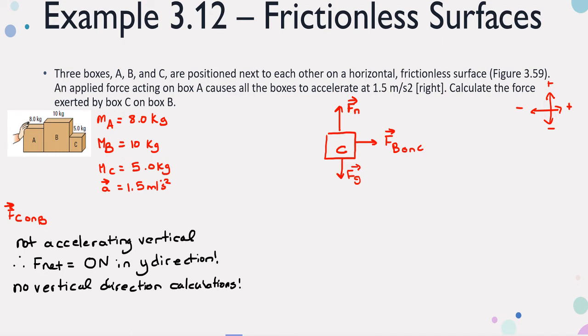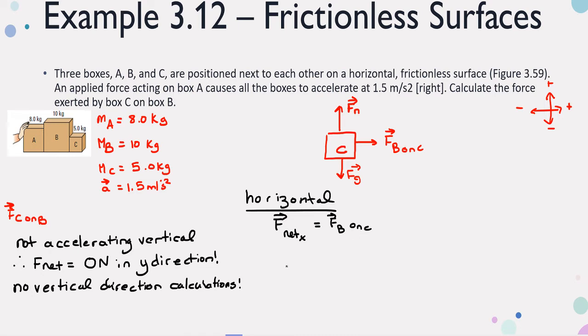But for our F net in the x direction, the horizontal direction, we're worrying about this F B on C. So we have the F net. You can call it H or X. I'm probably going to go X because that makes more sense to me, is equal to F B on C. That's one big subscript. Remember that.